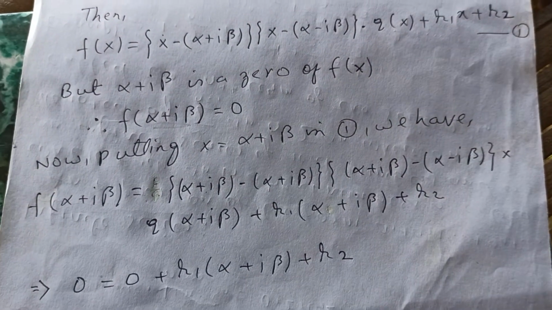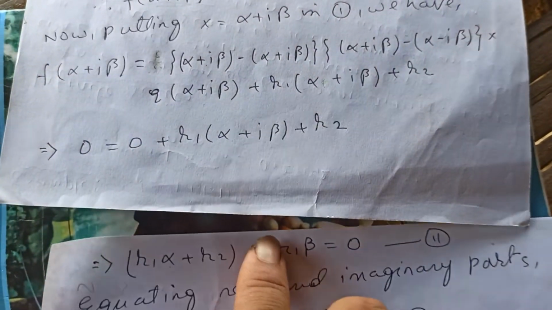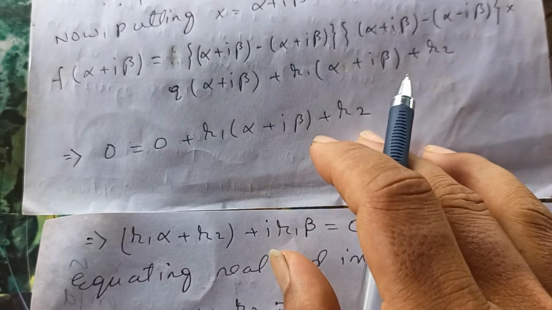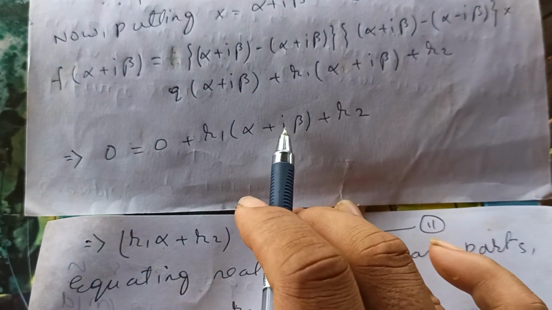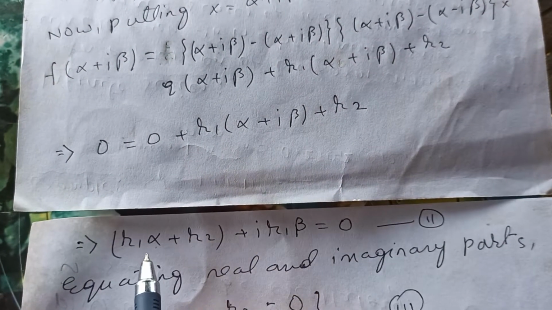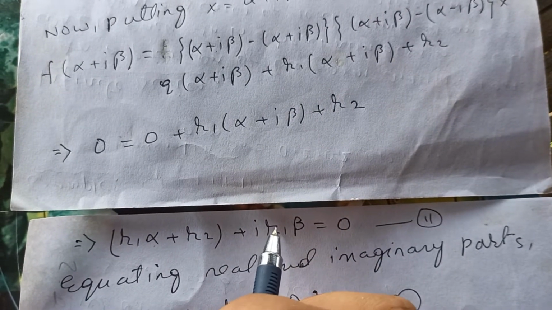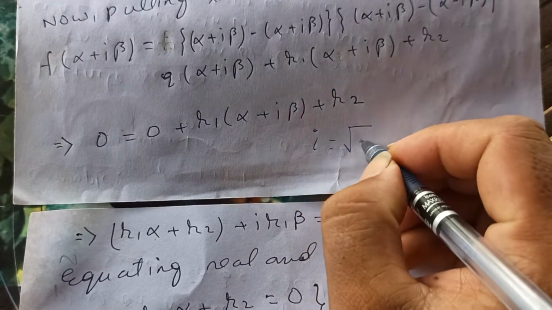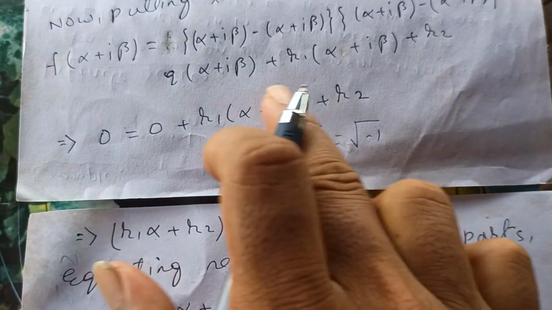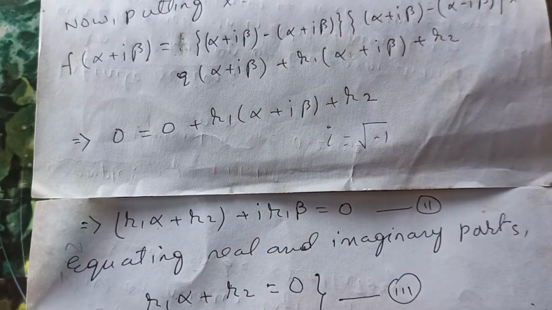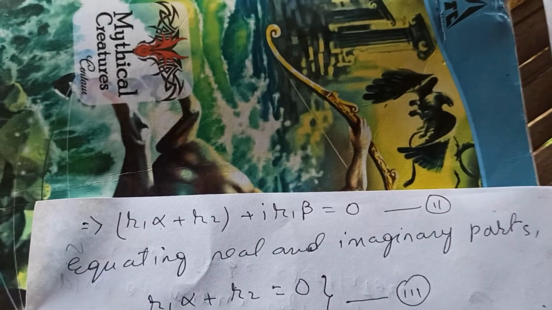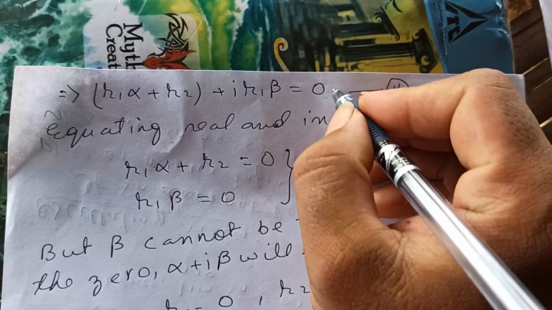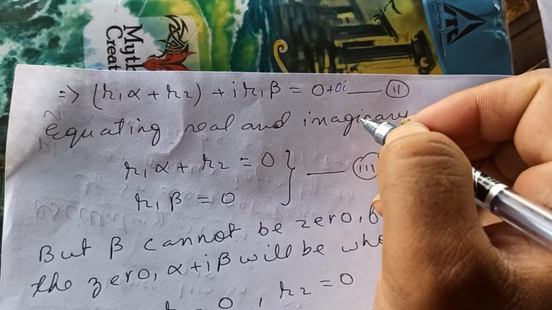Now we have to follow with this one. So from this equation, now taking out the real part and imaginary part, separating them: r1 alpha plus r2 plus i of r1 beta, where i is the imaginary number. This i is nothing but the square root of -1. So this is 0, from this, equation 2. Now equating the real and imaginary parts. Since this is 0, our real part will be 0 and the imaginary part is also 0. This can be written as 0 plus 0i.